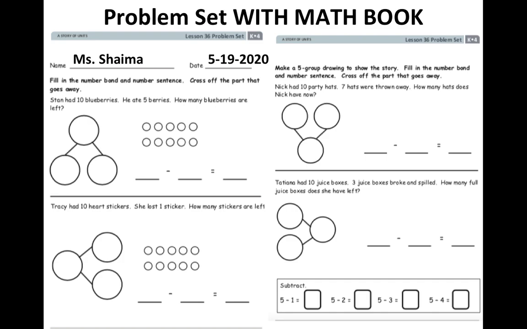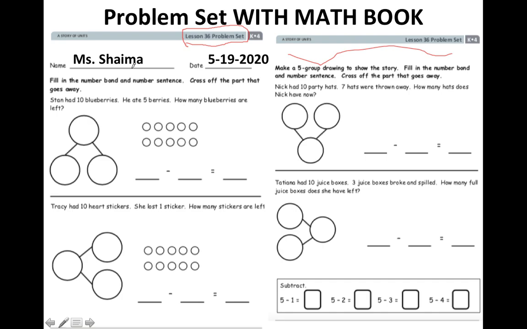Please put all of your materials away and we will get started with our problem set. Make sure you're on the right page and it says lesson 36 problem set, and this is only for the students who have the math book. So please make sure you put your name and date on both pages, this page and that page together. Today is 5-19-2020 and I have my name up already.